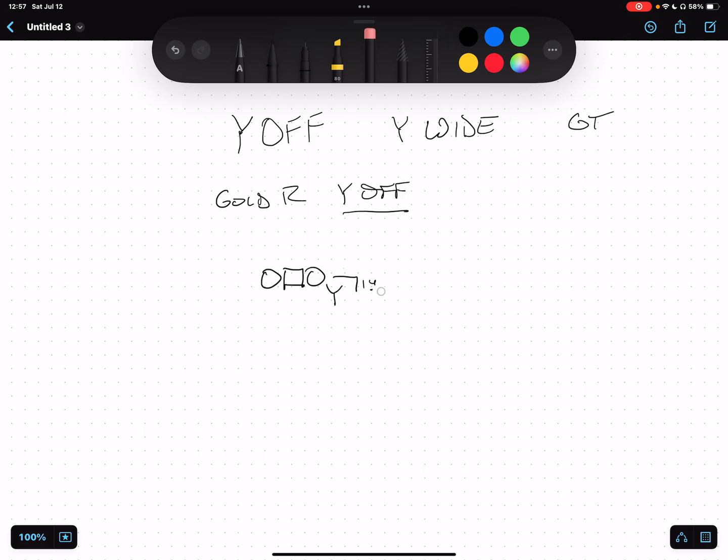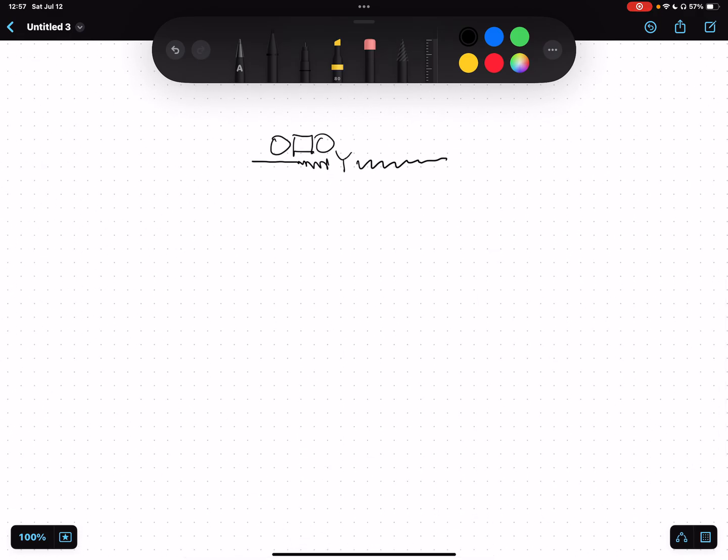Why would we do that? Why would we line him up like that? Well, this frees him up to motion. So we can motion him across the formation to run a route from the left or to serve as the ball carrier, or we can motion him out to the right to get a different look. So that's Y off. Next, let's go gold right, Y wide.